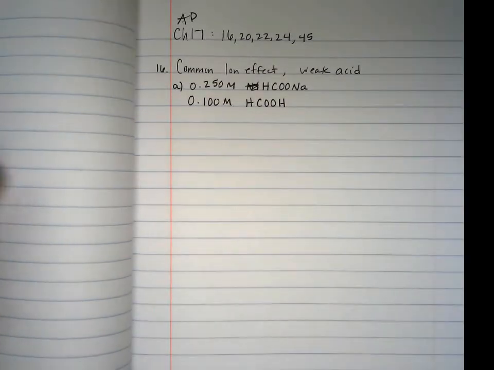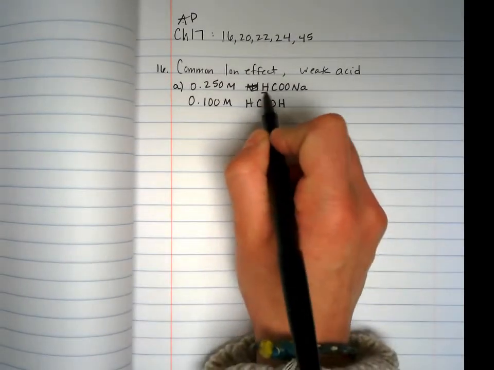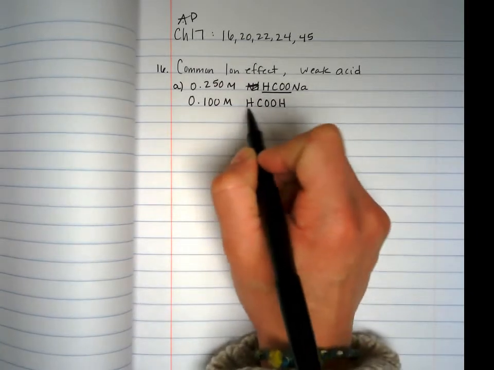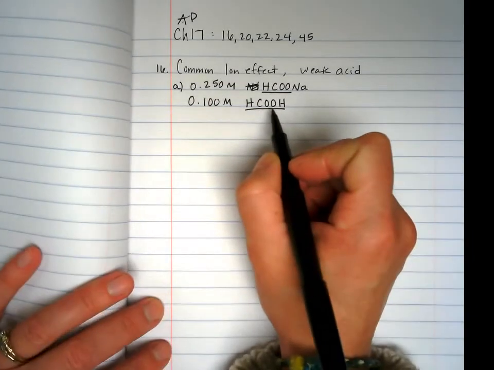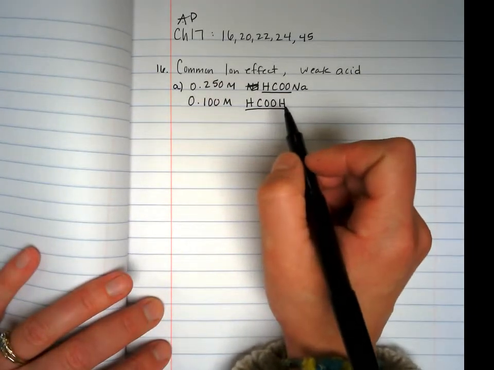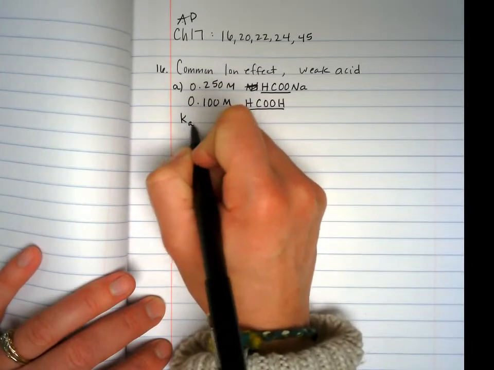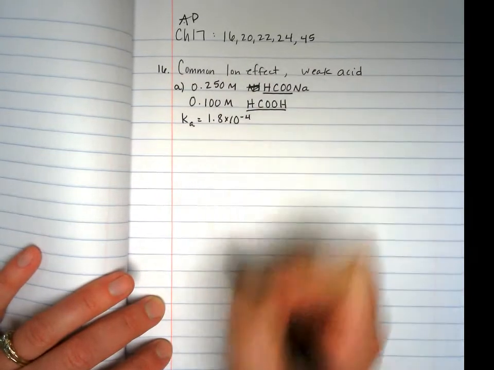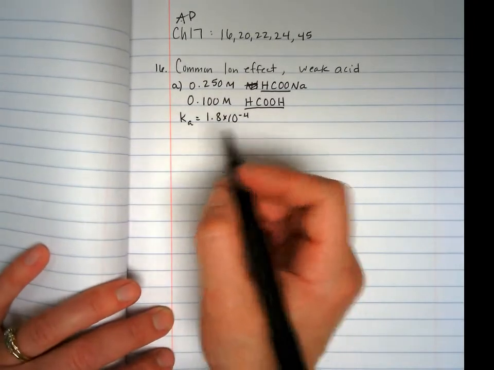The first thing I'm going to do is look at these two compounds, and I'm going to figure out, okay, what is the conjugate base here? And I see it's this part of the salt up here. And then here I have my acid. So I went ahead and looked up the Ka for HCOOH, which is my formic acid. And the Ka is 1.8 times 10 to the negative 4. Okay, so I have everything I need to be successful in this problem.